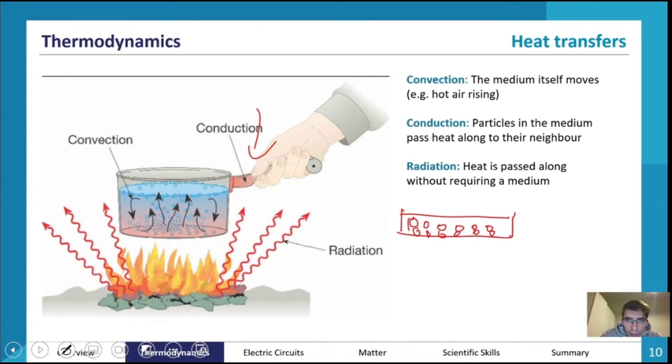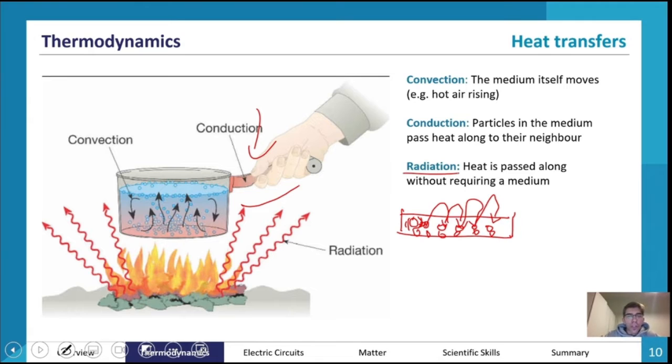While they vibrate, they will pass on energy to the adjacent atom, and then that atom to the adjacent atom, and then the other one to its neighboring atom, and then that atom to another atom, and that atom to another atom. And it is in this way that heat energy is transferred along atoms and along from one object into another.